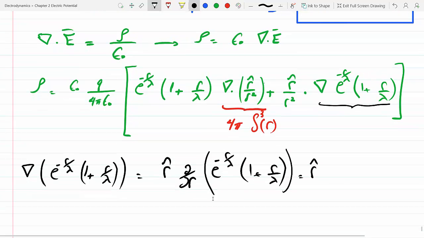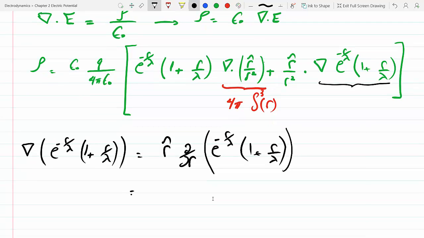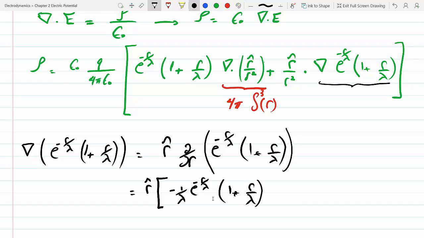Here we have to engage the product rule. I may not have enough room here, so let me continue here. This is equal to r hat times minus 1 over lambda e to the minus r over lambda times 1 plus r over lambda, so this is the product rule, plus first as is, e to the minus r over lambda. Derivative of the second is 1 over lambda.